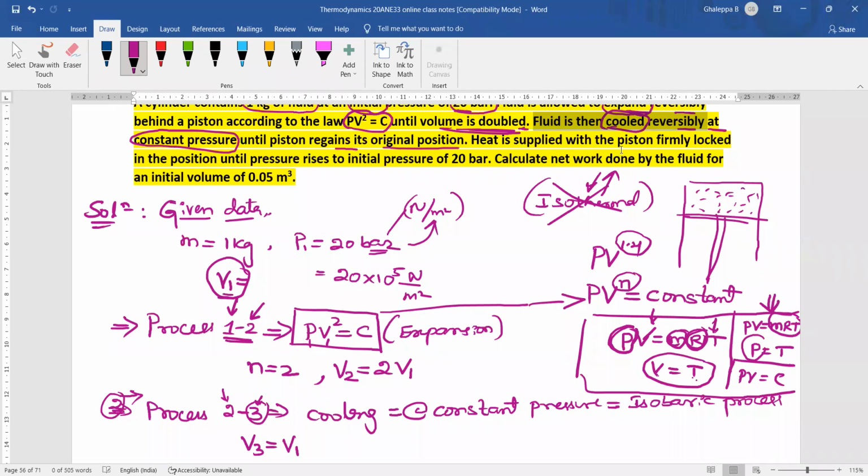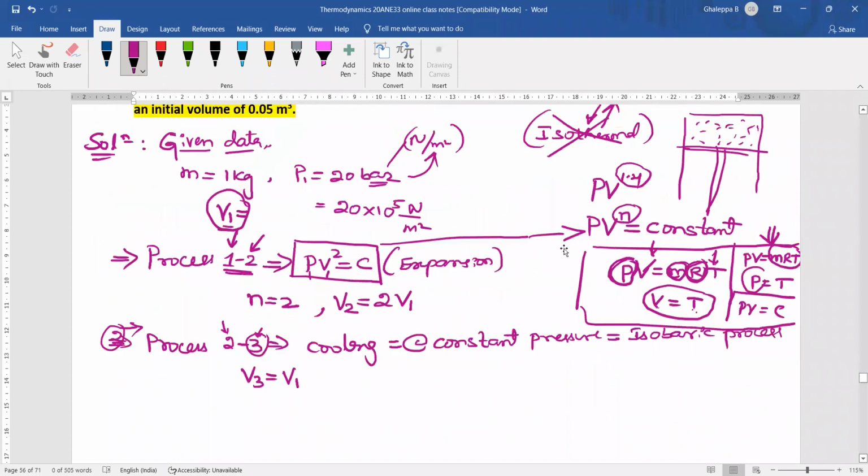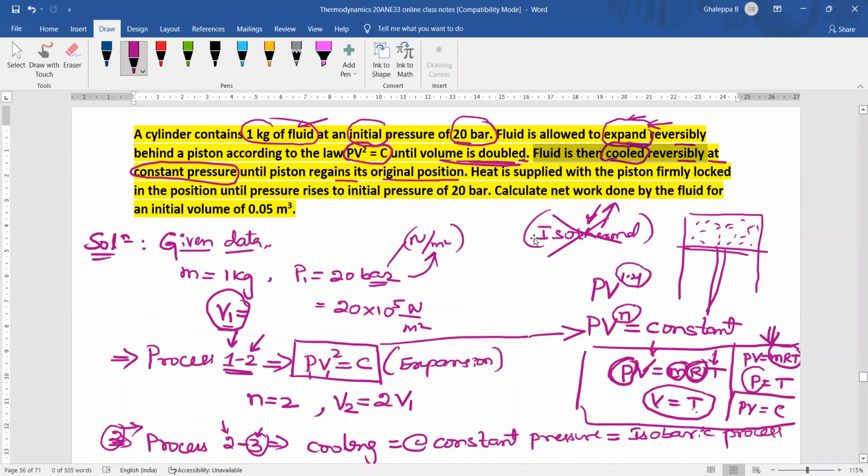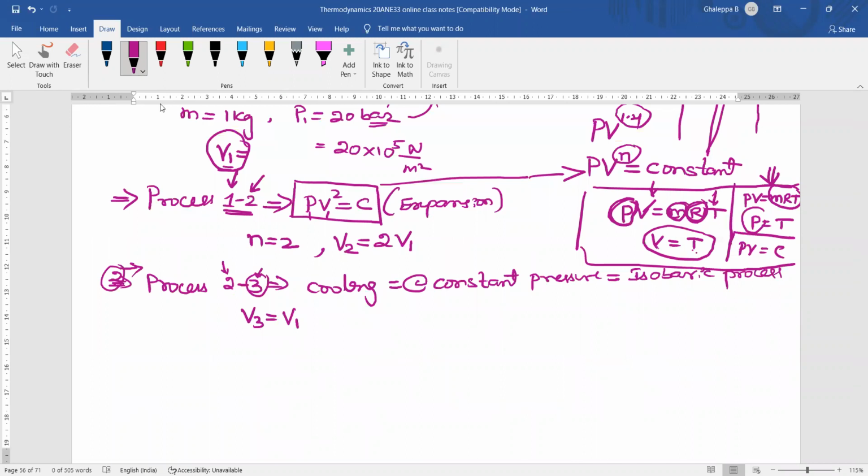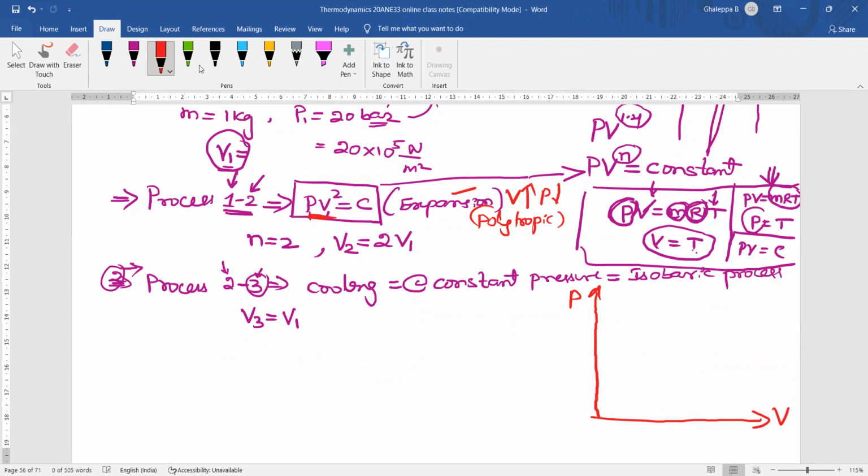I will draw the diagram. Do not worry, I will draw the PV diagram also so that you will understand better. Let me draw the PV diagram here so that you will understand easily. Pressure on the y-axis, volume on the x-axis. What is the name of the first process? Polytropic. Polytropic expansion.